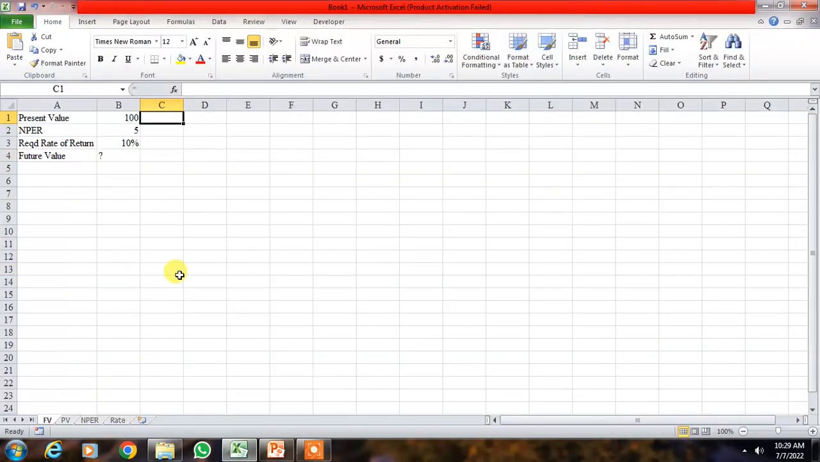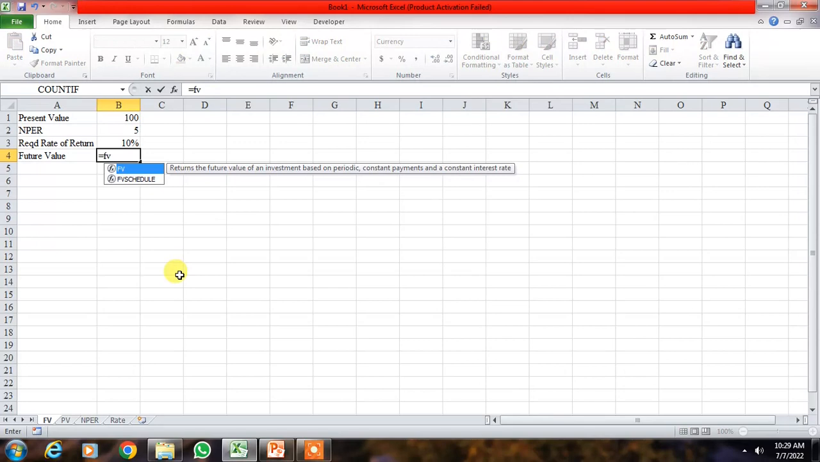So I have already entered the data where the present value is 100, number of periods is 5, and required return is 10%. The formula for the future value is equal FV. By FV we mean future value. Now it is asking for the required rate of return, comma, and then it is asking for the number of periods, meaning the number of years you are investing this amount, comma.